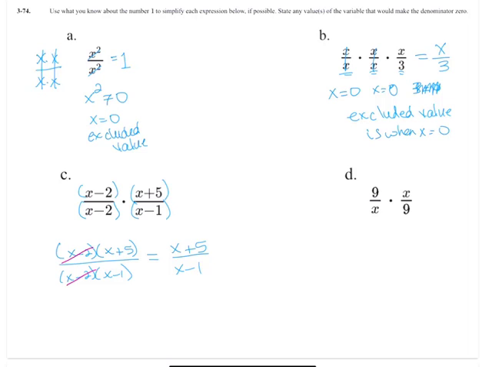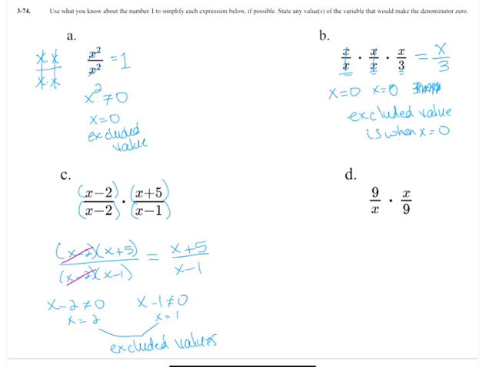So my first denominator was x minus 2. I know that cannot equal 0. And my second denominator, x minus 1, I know that cannot equal 0. So this is going to give me x equals 2, and this is going to give me x equals 1, right? These are my excluded values, because those are the values that make my denominator 0.